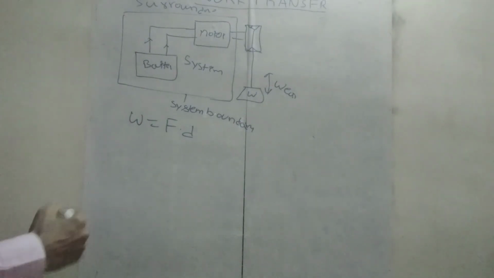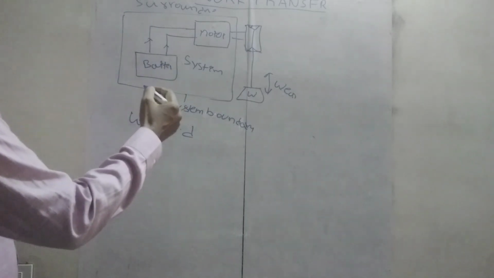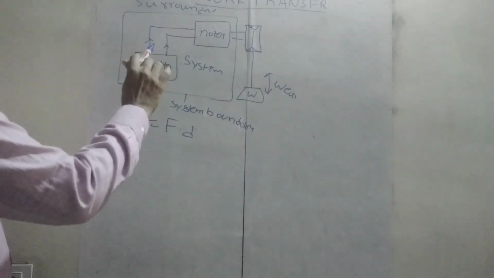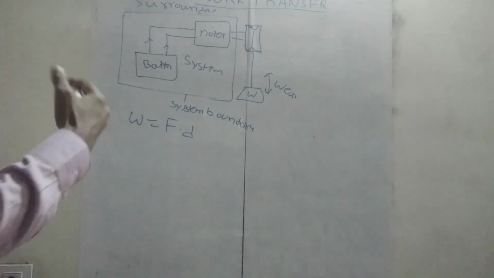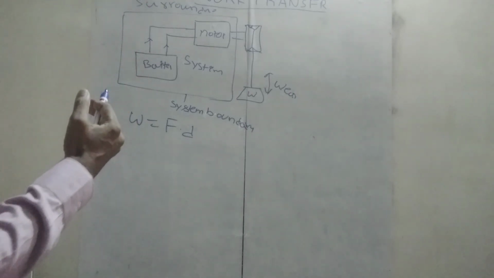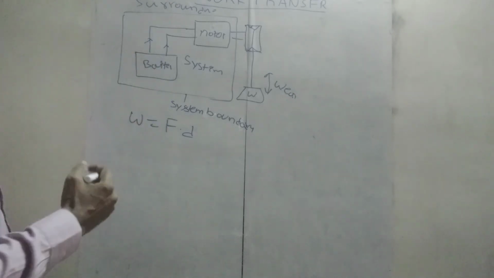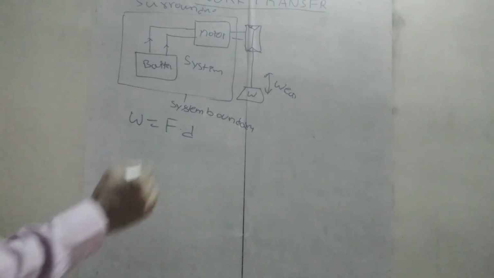In thermodynamic systems, instead of battery and motor, you are using some substance, and you are trying to heat the substance and get some pressure or some change in the system substance properties, and then you get the effect of raising the work or lowering the work.